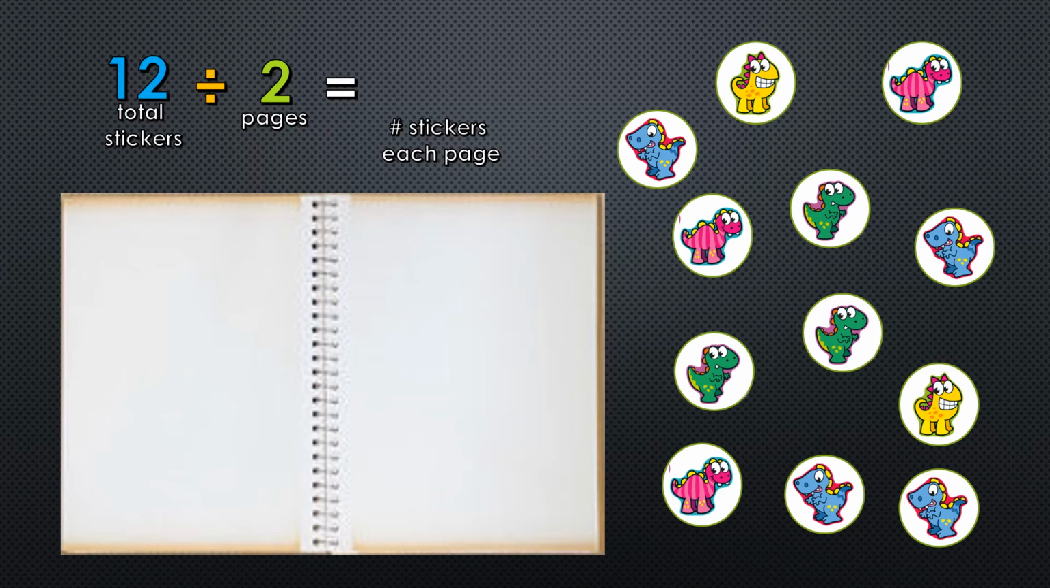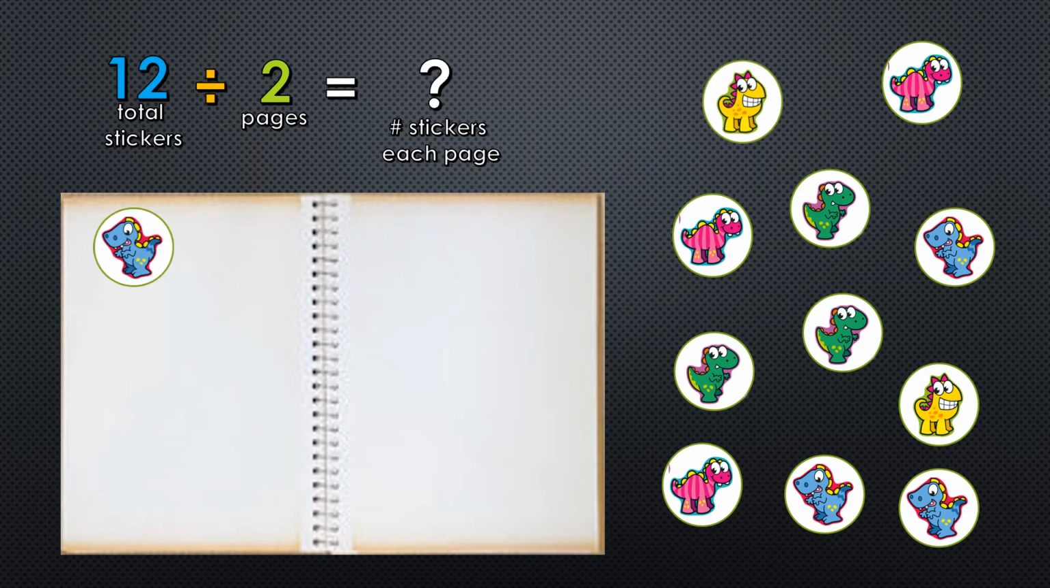So again, remember, you have to know your total, then you also need to know your groups, or you need to know how many stickers or how many objects are going to be in each group. So we're going to find either the groups or the number of objects in each group.